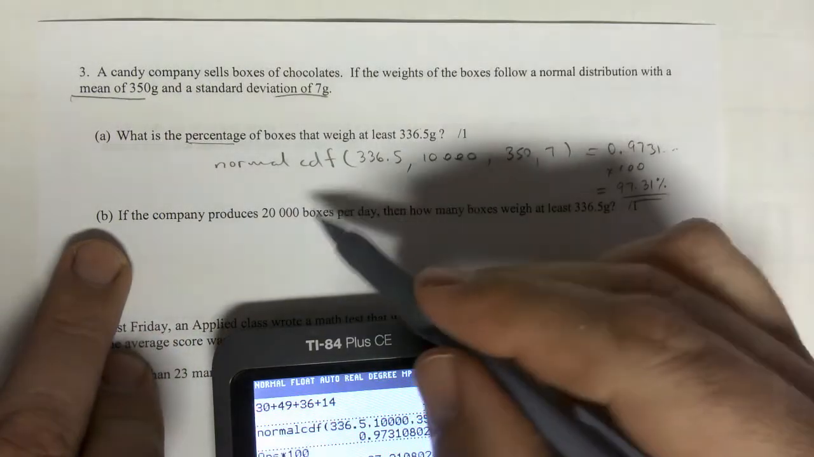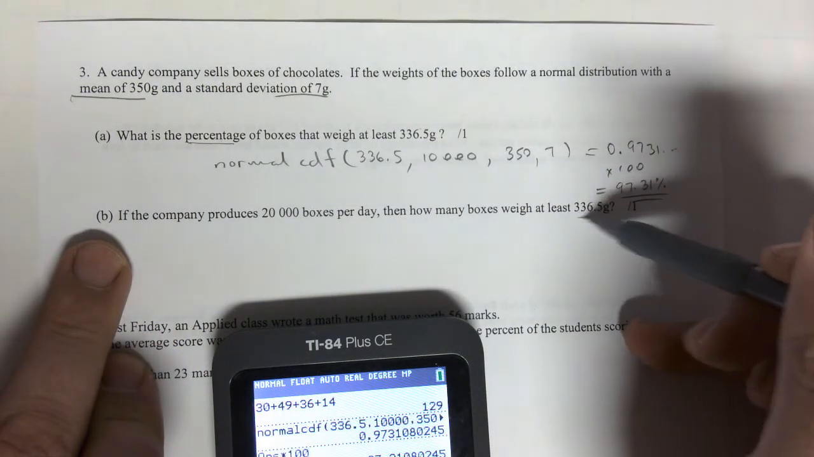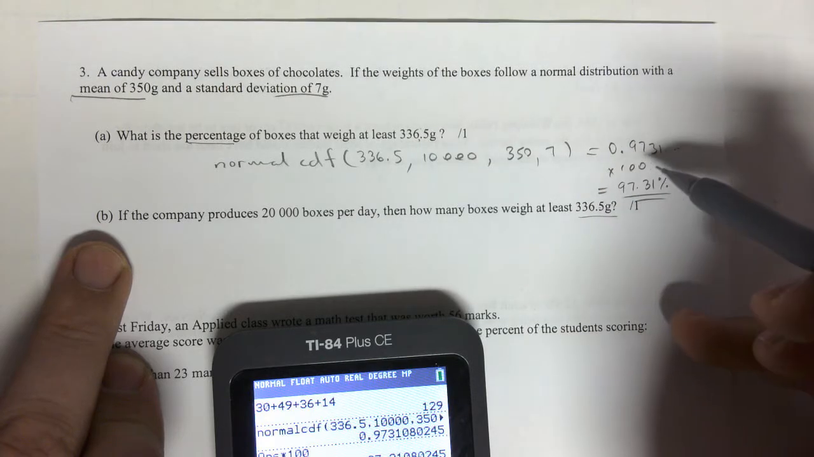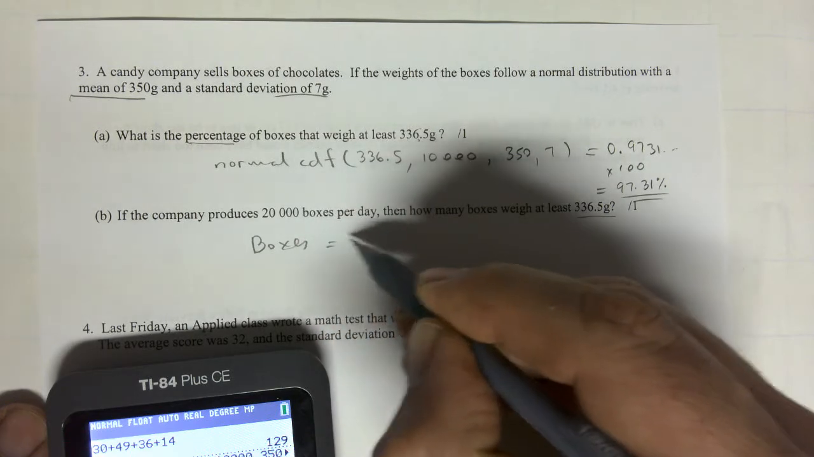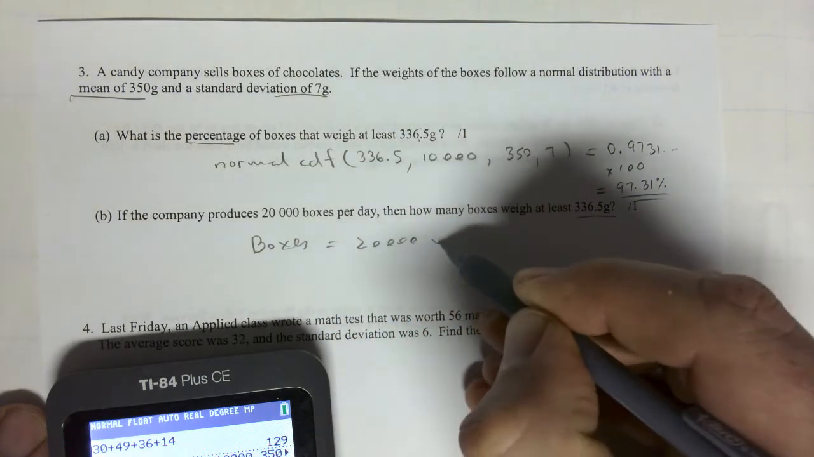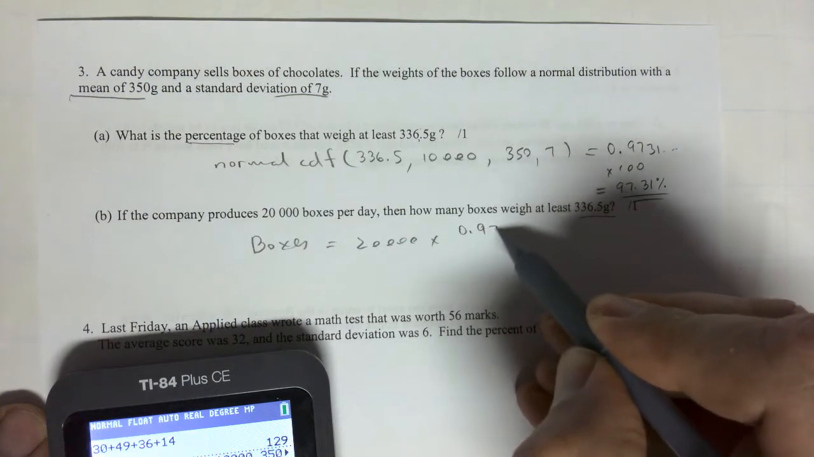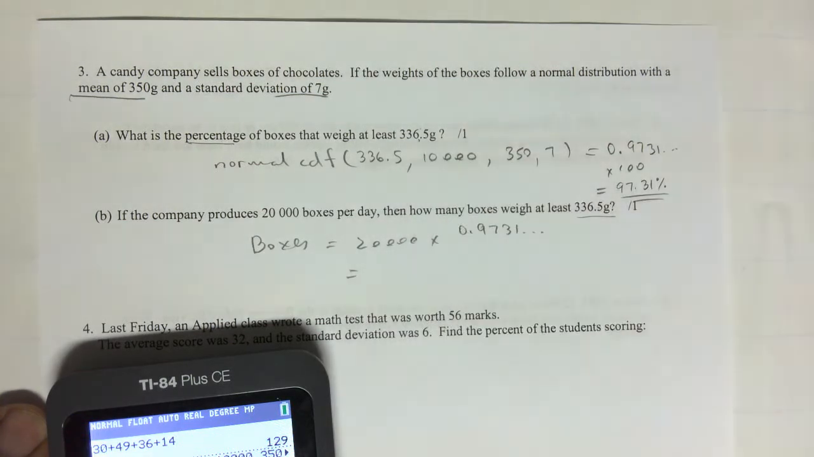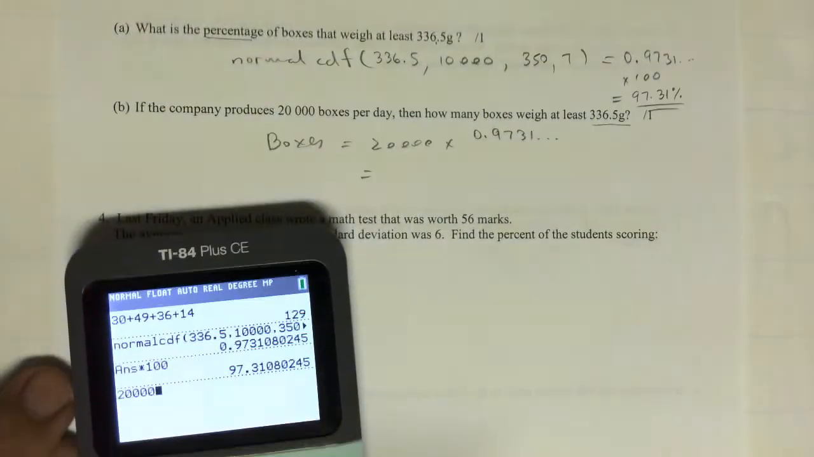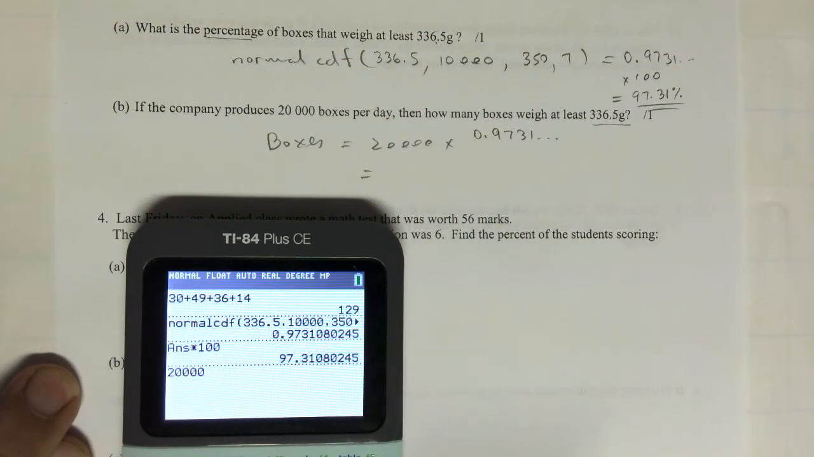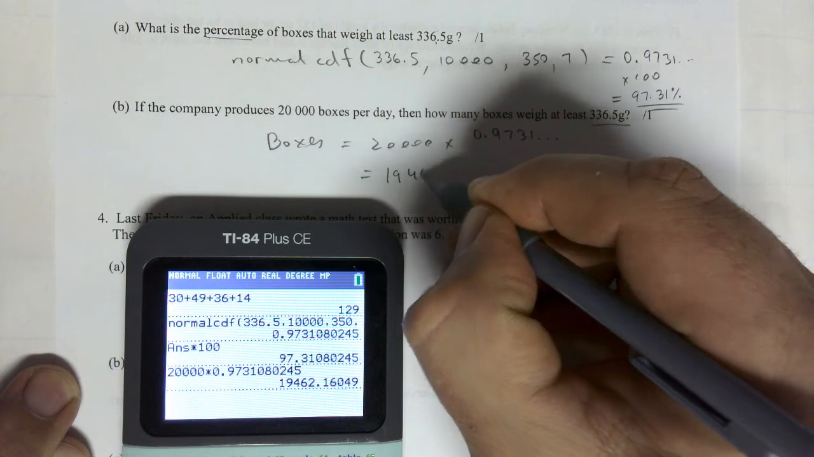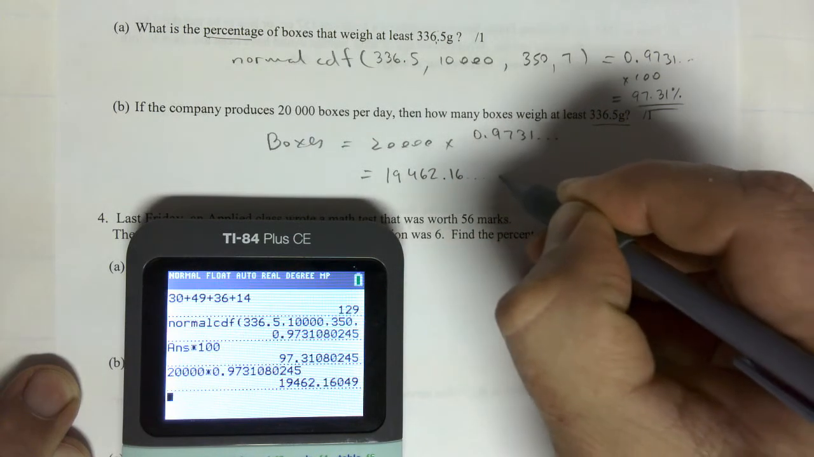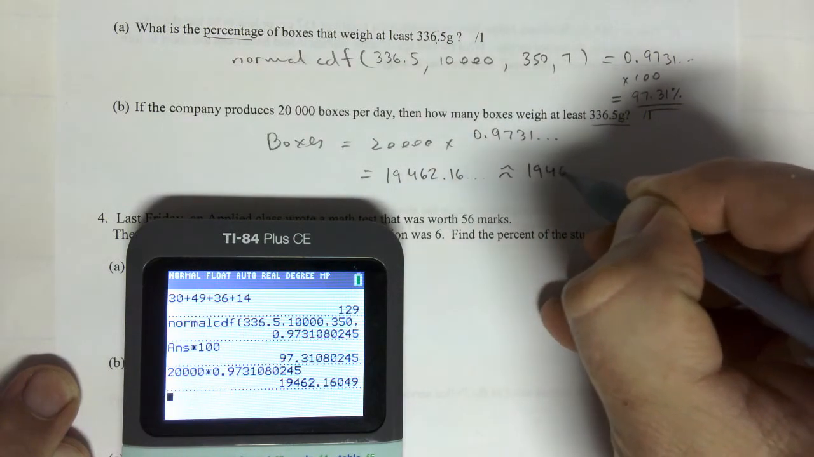If a company produces 20,000 boxes per day, how many would weigh at least 336? So we're talking about the same weight, so I can use this value up here. So boxes would be 20,000 multiplied by 0.9731. We can use all decimals, so it's 20,000 times, I'm going to go back up and get that number, and then hit enter, and that is 19,462.16, which is approximately 19,462 boxes.